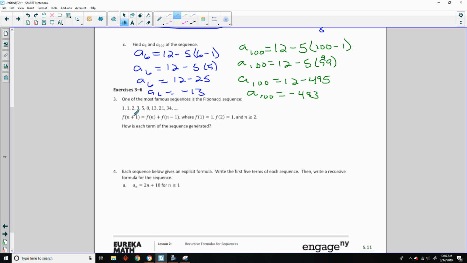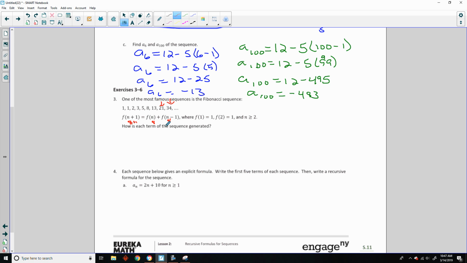It says f of n plus 1 equals, so for example, say n was 1, 2, 3, 4, 5, 6, 7, 8, 9. So this is my ninth term. So f of 9, which would be 8 plus 1, is my eighth term, 21, plus my n minus 1. If n is 8, that'd be 8 here. So the ninth term equals the eighth term plus the seventh term, where f of 1 is 1 and f of 2 is 1, and n is greater than or equal to 2. Okay, that's kind of neat, isn't it?